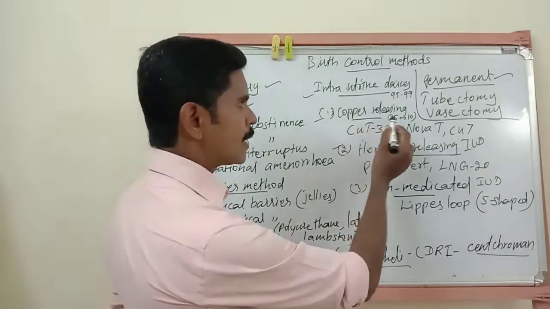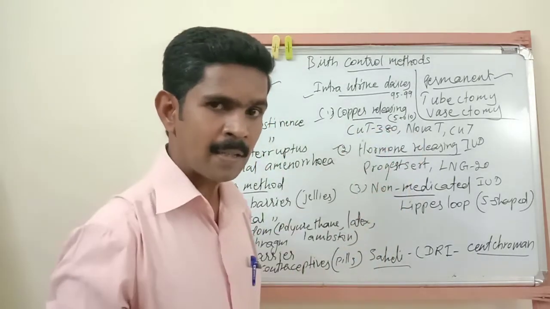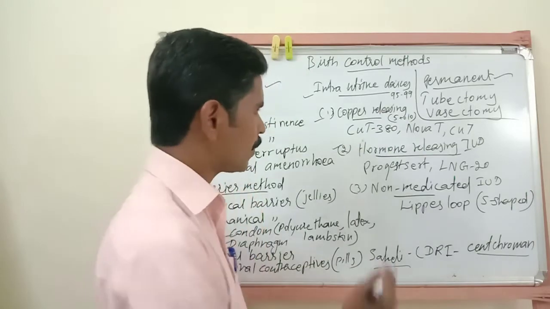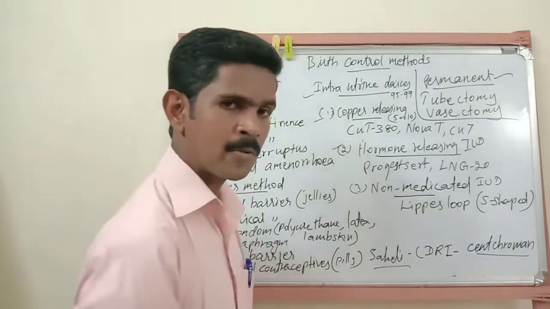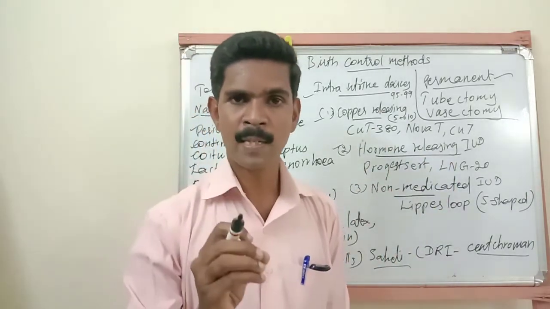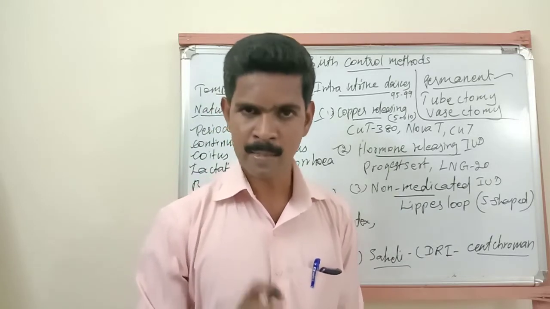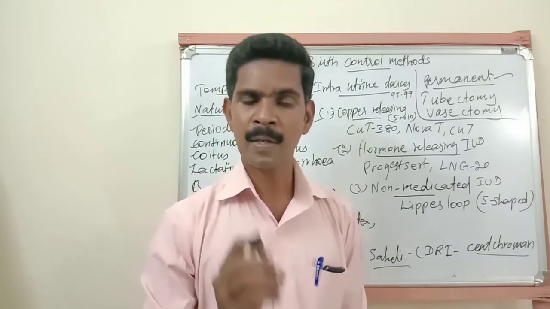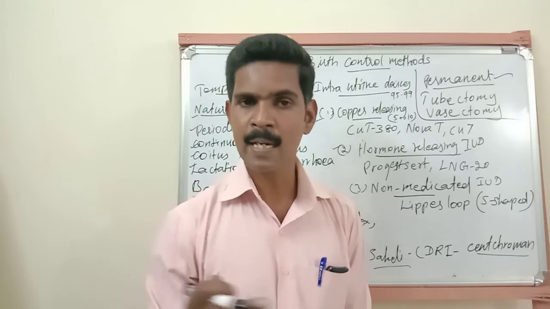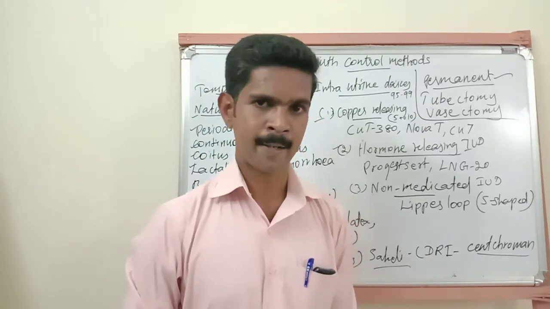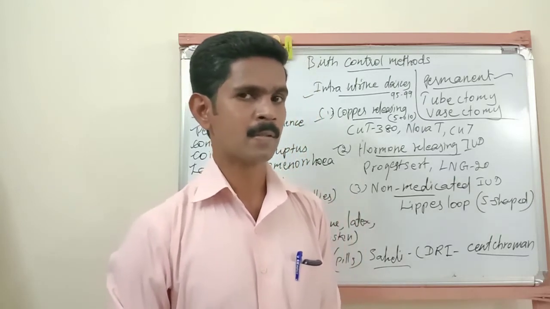So here, the copper releasing intrauterine device inactivates or kills the sperm. This hormone releasing intrauterine device produces some mucus inside the cervix region, so it prevents the entry of sperm into the uterus region. Understand what I mean, friends?